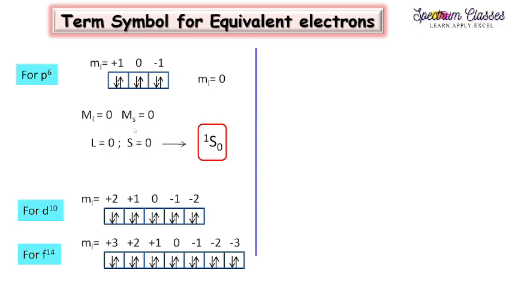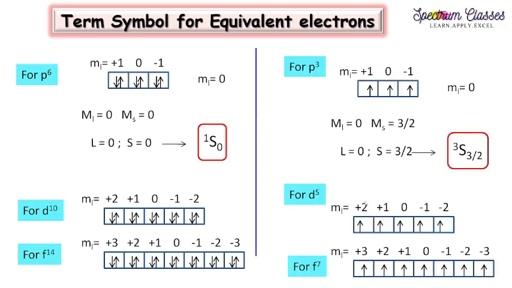And for this L, we are assigning a capital letter S. And for multiplicity corresponding to this S equal to 0, we will have 2S plus 1, so here we are having 1. And the value for J, as we have discussed in our previous slide, is 0. So in this manner, we are again having 1S0 for P6. Similarly, you can calculate for D10 and F14.